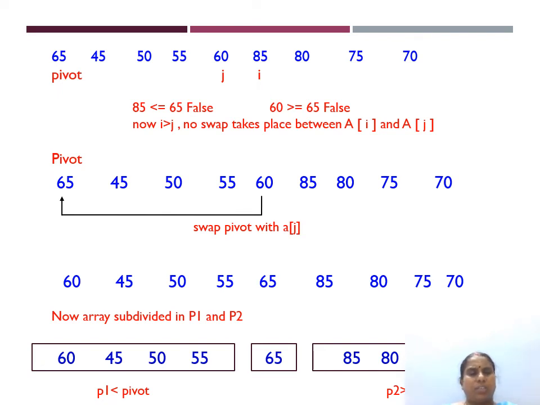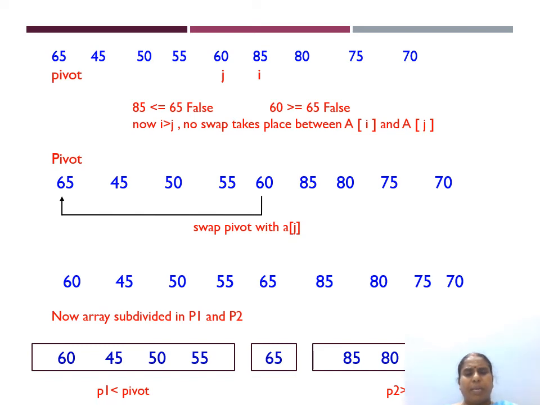So here the condition is i is not less than j. I is in position 6, j is in position 5, and 6 is not less than 5. The condition is false, so the swapping will not be carried out between a of i and a of j. Instead, the interchange will take place between the pivot and a of j, which means that pivot is 65 and a of j is 60. So both values are interchanged now.